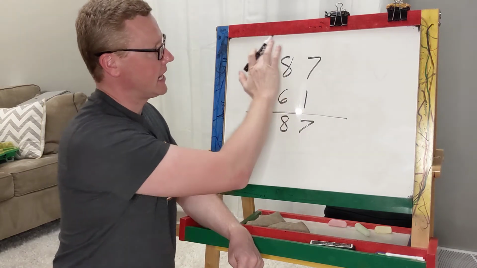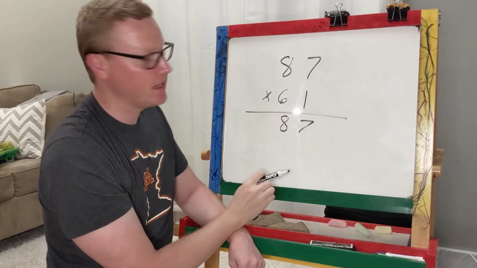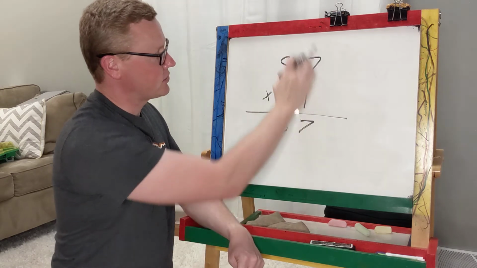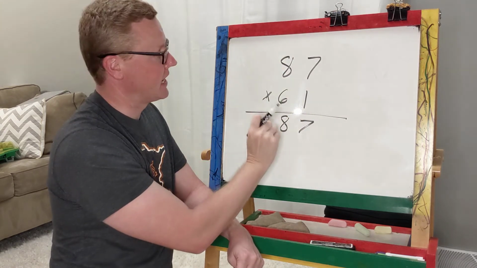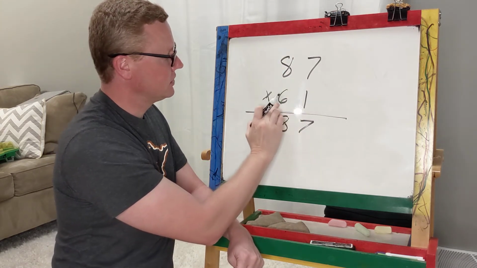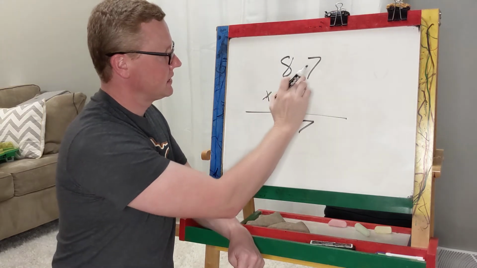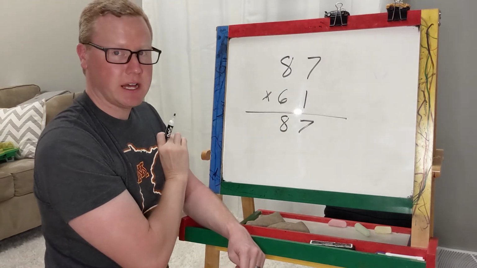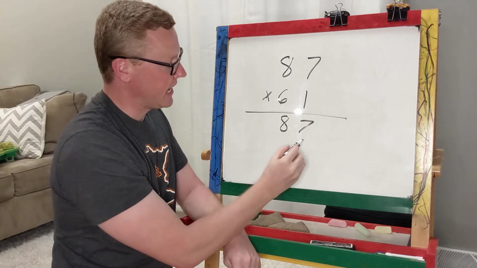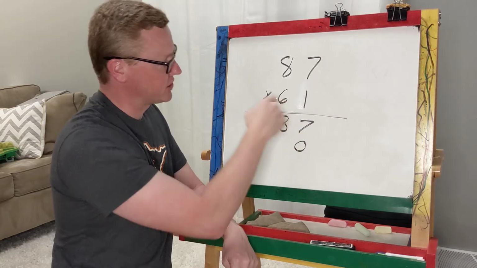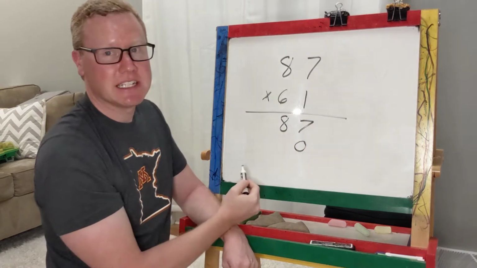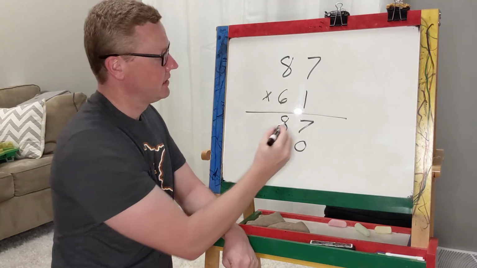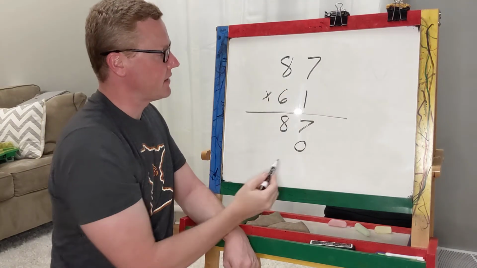Now I'm switching. I had nothing to add, so I don't have to cross anything out. I didn't have any extra 10s or 100s to add up here. So 6 times 7, oops, I almost forgot. Hopefully you caught it. I forgot to add my 0 down here because this is actually 60. So I need to put that 0 down here to make it 60. Now I can do 6 times 7.